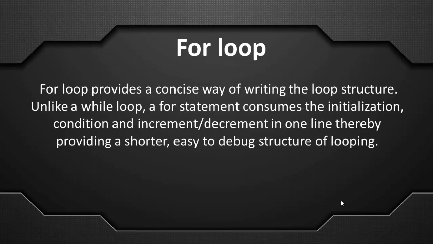For loop. For loop provides a concise way of writing the loop structure. Unlike a while loop, a for statement consumes the initialization, condition and increment/decrement in one line, thereby providing a shorter, easy-to-debug structure of looping.